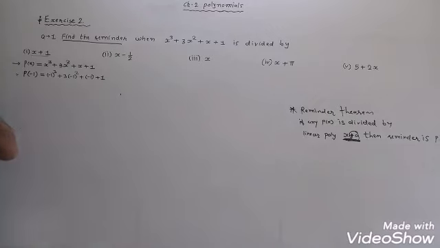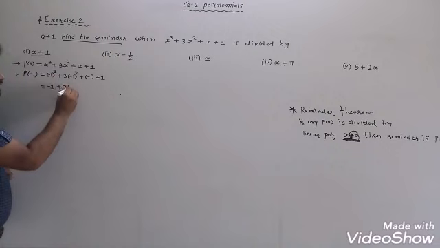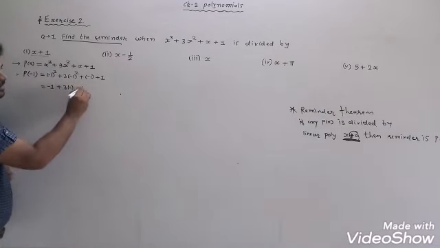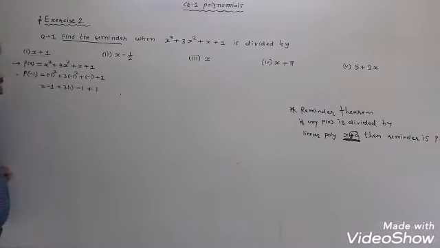Any doubt? Now minus 1 cube is minus 1, plus 3 into minus 1 square is plus 3, then plus minus 1 and plus 1. So minus 1 plus 3, we have 2. Okay, p of minus 1 is 2. So 2 is the remainder.